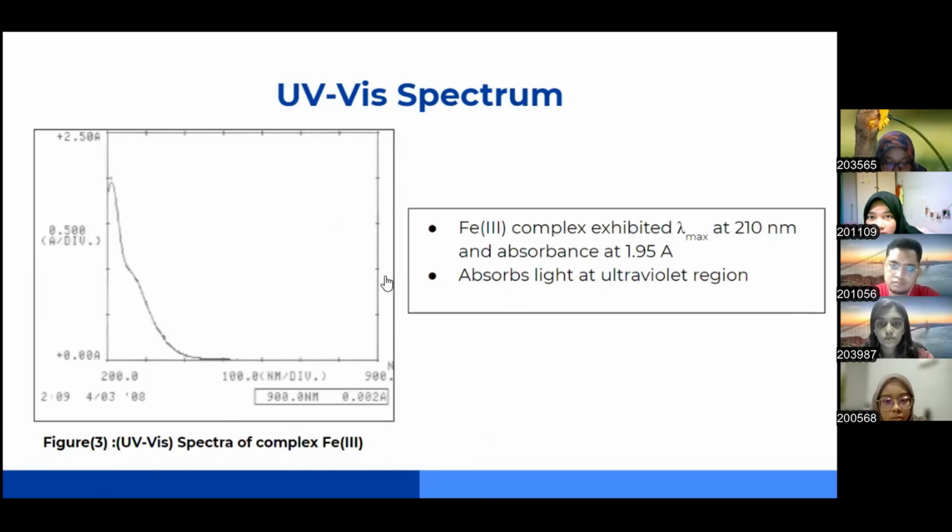So this is the UV-Vis spectrum. For this complex, the lambda max is at 210 nanometers and the absorbance is 1.95. So the lambda max is at 210 nanometers. This complex is in the ultraviolet region.